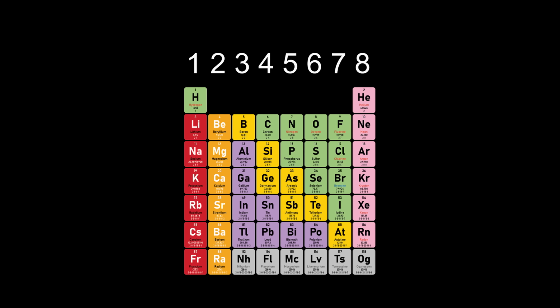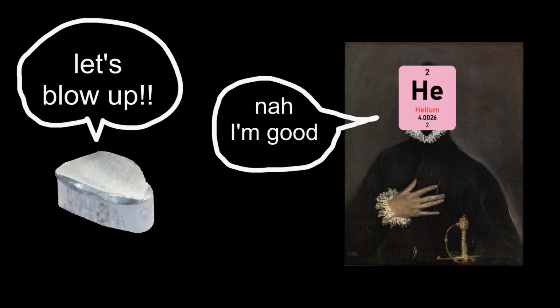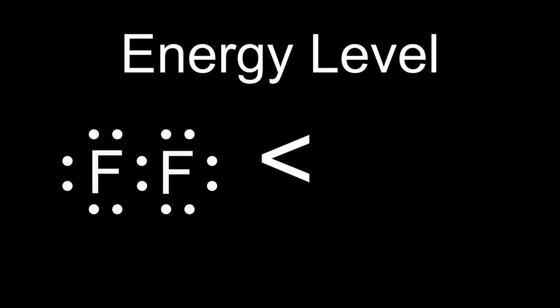If you think back to the periodic table, you'll see that all noble gases already have a full outer shell, which is why they don't really want to react with anything. If two atoms don't have a full outer shell, but can achieve one by sharing electrons, they will naturally do so, the same way a ball will go downhill, as their combined energy would be lower than if they were separate.